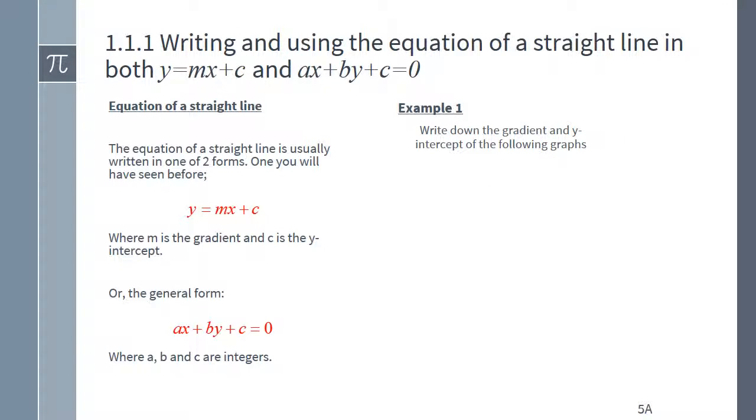So, some examples of their use. Example 1. Write down the gradient and y-intercept of the following graphs. A: y equals minus 3x plus 2. This one's straightforward. In this form we can see instantly that the gradient is minus 3 and the y-intercept is at the point 0, 2.